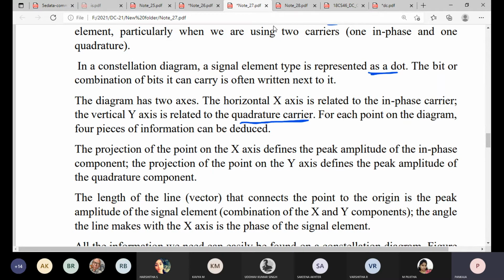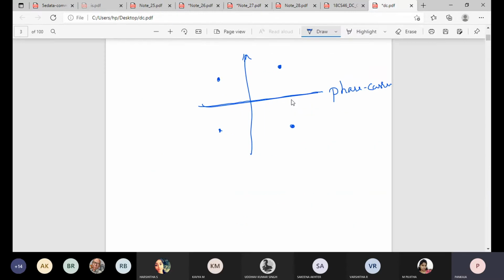For each point in the diagram, four pieces of information can be deduced. It depends on how many bits it is going to carry. This is an example of 2 power 2, that is, two data elements are carried by one signal element. In that case, this is the representation you will get. If it is 8, you will have four different points.